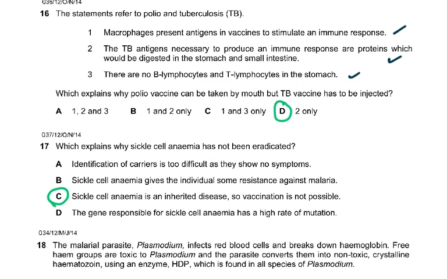Why can polio vaccine be taken by mouth? The reason is 2 only. Why? The TB antigens necessary to produce an immune response are proteins, which would be digested in the stomach and the small intestine. But maybe the polio one does not. That is why you take it in the form of drops.